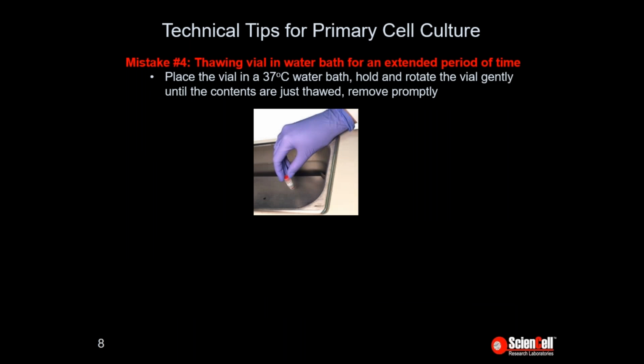So now that we have discussed the importance of being familiar with the cell types you are working with, you are ready to thaw your cells. A common mistake that is made is to thaw the vial for an extended period of time in a water bath. Primary cells are very sensitive to the thawing process, so it is important that the vial be placed in the water bath, as shown in the picture, held and rotated gently until the contents are just thawed, and then the vial removed from the water bath promptly. Remember to spray the vial with 70% ethanol to reduce the risk of contamination in your culture, as water baths are a frequent source of bacterial or fungal contamination.